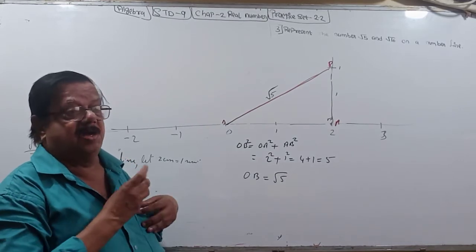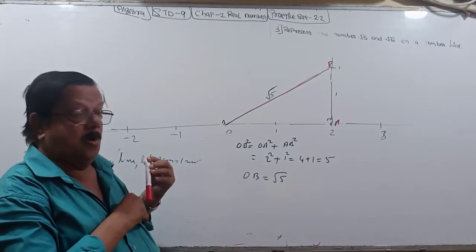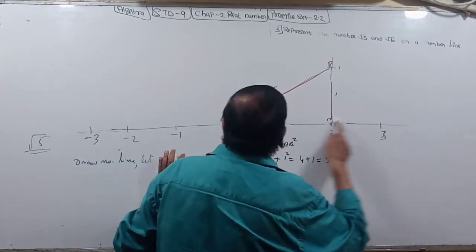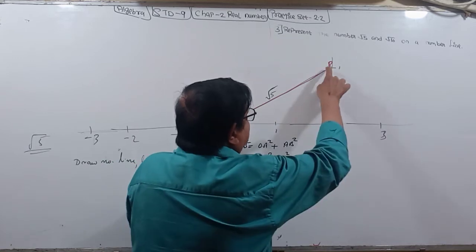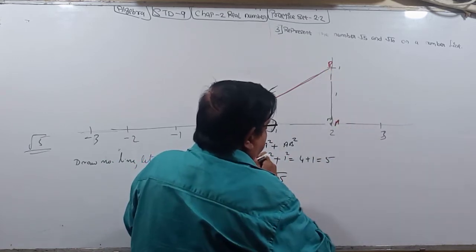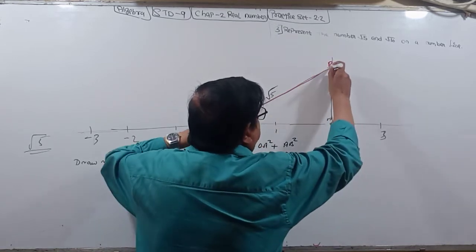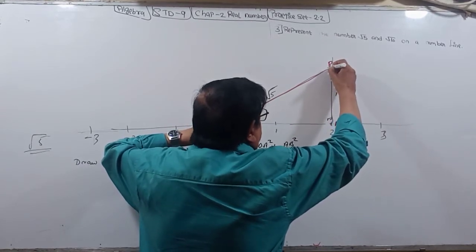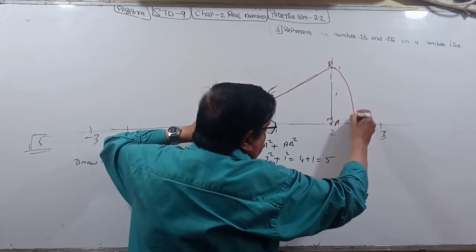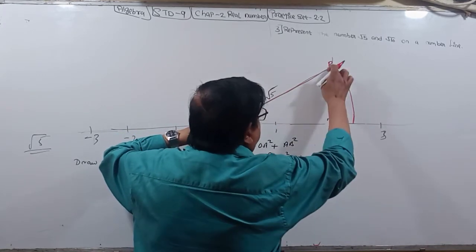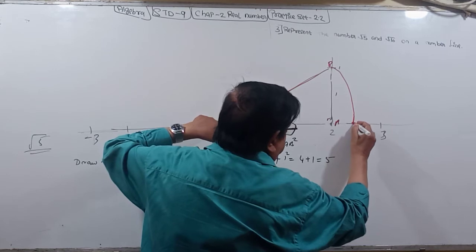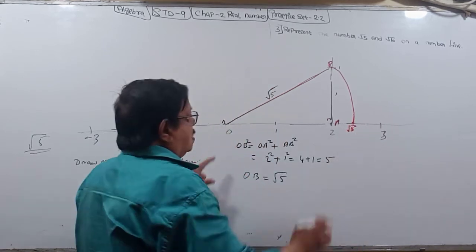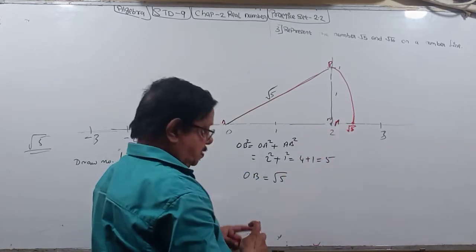We have to show this length OB on the number line. We need root 5 on the number line, so take this length and mark it here. Otherwise, take your compass, what you call a rounder, and make an arc from there. Having made an arc, we bring the same length here. That point is root 5. So we have shown root 5 on that number line.